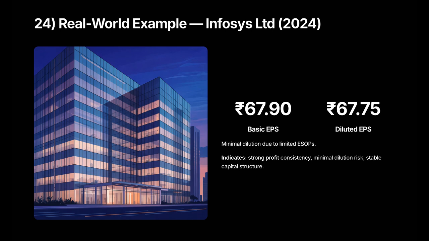24. Real-world example. Infosys Limited, year 2024. In the year 2024, Infosys reported a basic EPS of 67 rupees 90 paise and a diluted EPS of 67 rupees 75 paise. The tiny difference shows limited dilution, mainly from employee stock options. This suggests stable profits and a strong, consistent capital structure.